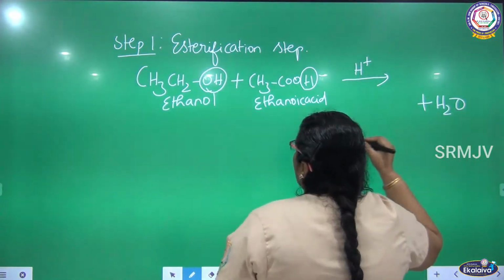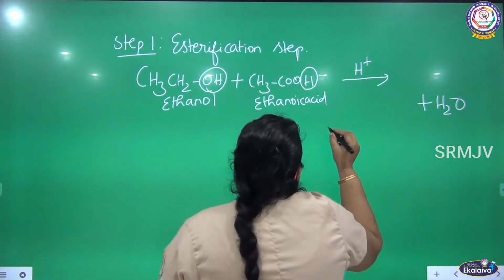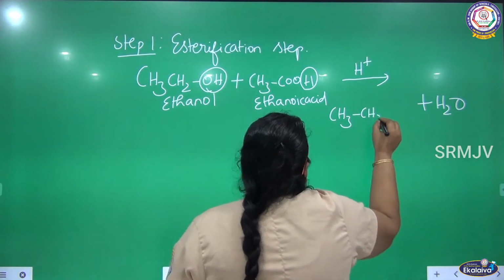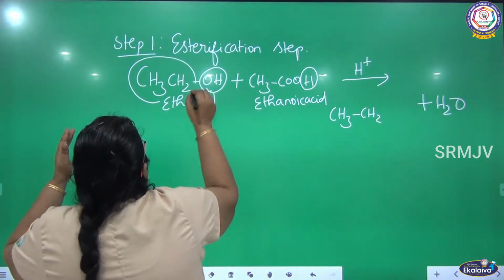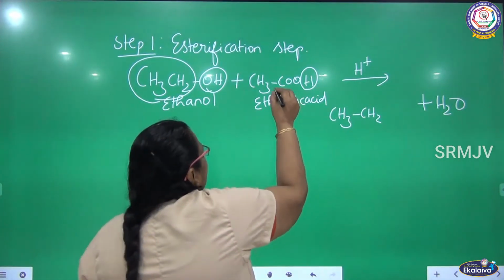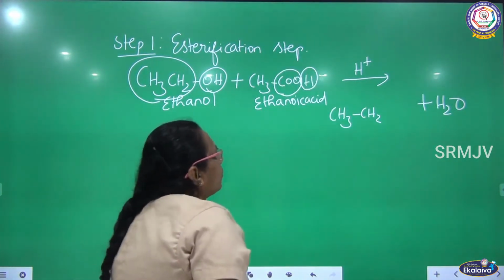What is the main product? Let us write the remaining species. CH3, CH2. So on the left hand side, what is the group remaining? CH3, CH2. What is in the center? This is the ester group, is it not? So it will be in the center.